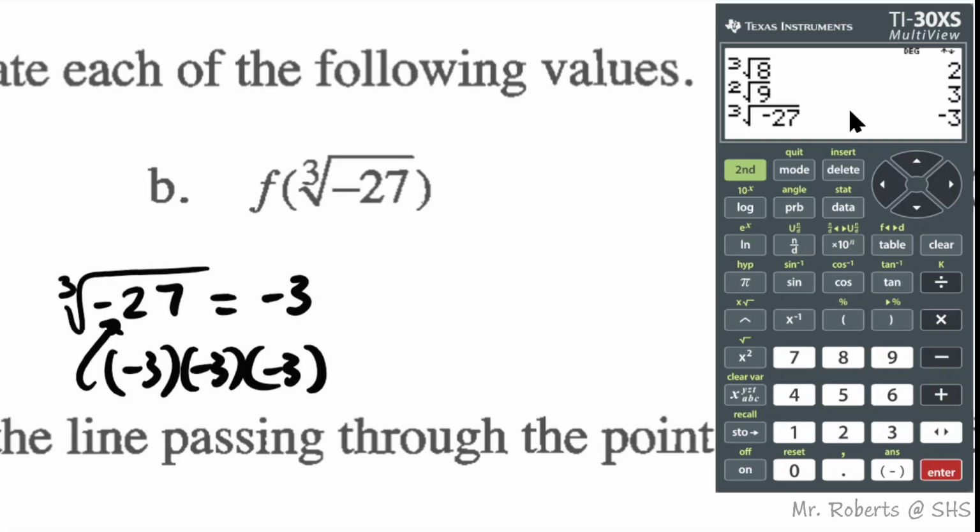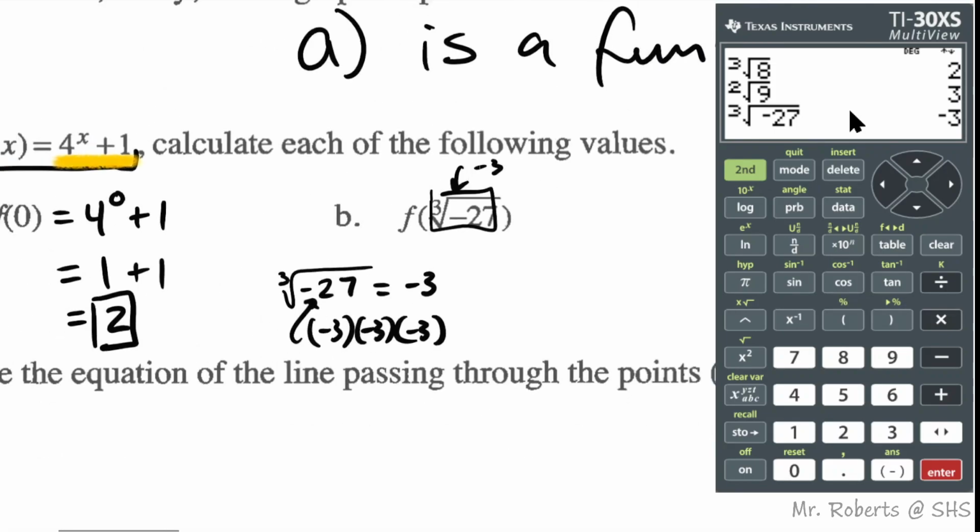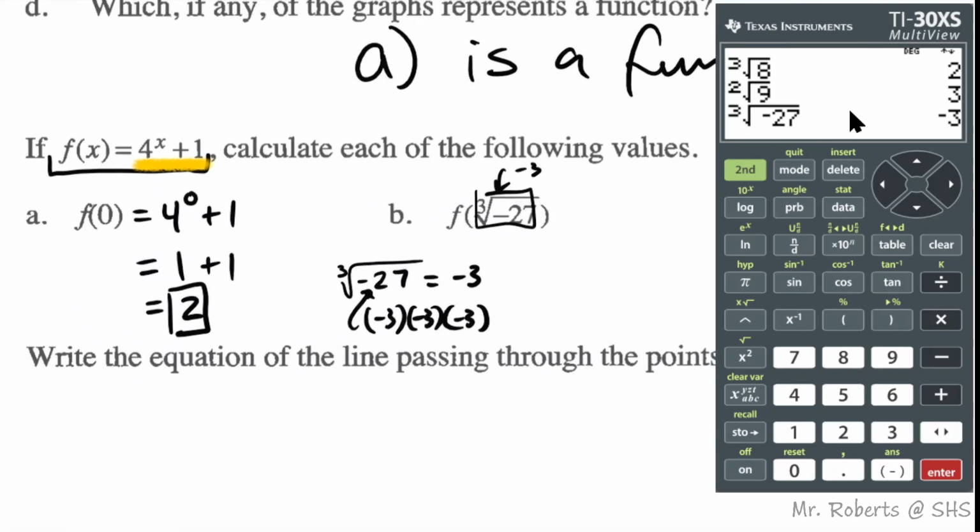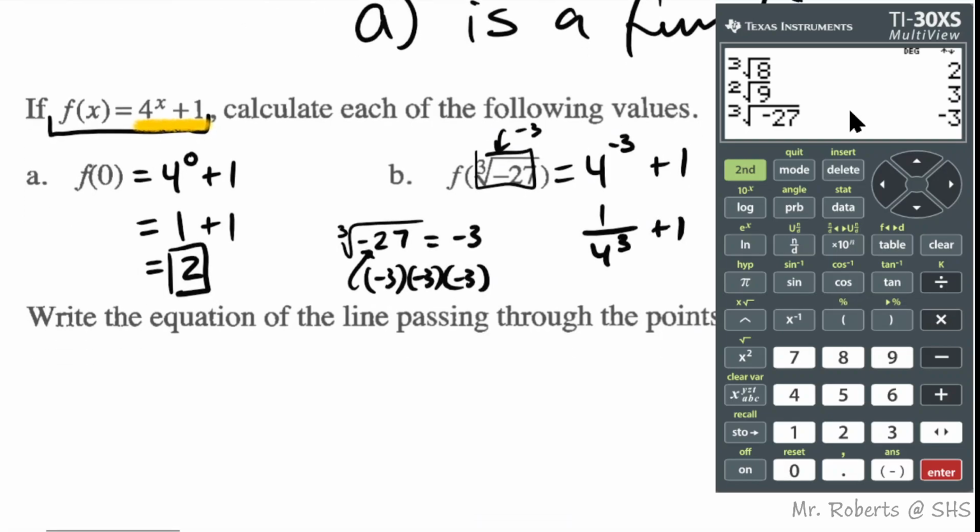So here's the thing. I'm putting negative 3 into this function. Negative 3 is going in. Okay, so let's do it now. So that's 4 to the negative 3rd power plus 1, which is what? That's 1 over 4 to the 3rd plus 1. What's that? That's scary. That's what that is.